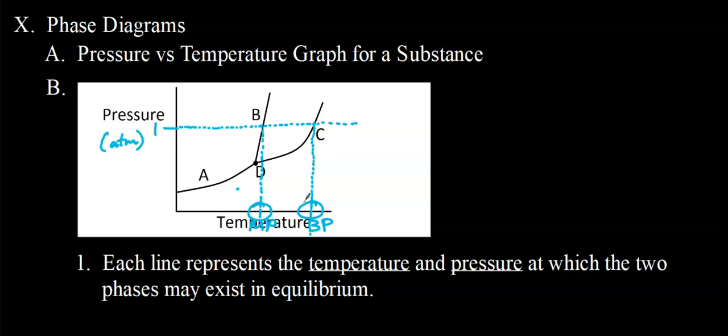Again, if you look in your book, page 432, at 101.325 kilopascals regular atmospheric pressure, we see that the solid liquid line there intersects that line at 0 degrees Celsius. So that is the normal melting point of water. And then the liquid gas line, that occurs at 100 degrees Celsius.